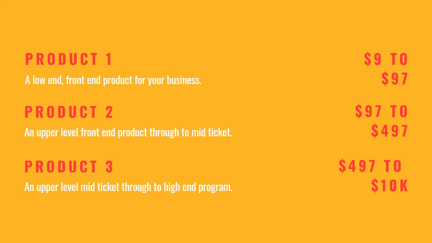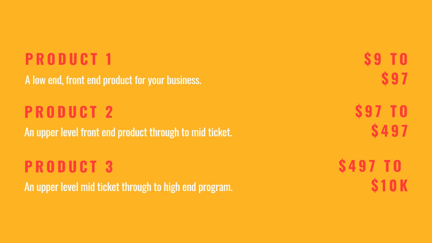So like I say, this is our pricing range for front-end products. It's $9 to $97. And then when we look at our mid-ticket, so this is the upper level front-end product. As I said, it's an expansion on that front-end product where we have more verticals. We go deeper into that marketplace. Then we will put a pricing range on that of from $97 to $497 for that product or service.